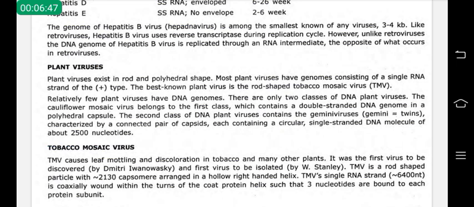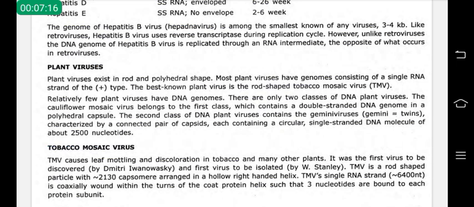Plant viruses exist in rod and polyhedral shapes. Most plant viruses have genomes consisting of a single RNA strand of the plus type. The best known plant virus is the rod-shaped tobacco mosaic virus or TMV. Relatively few plant viruses have DNA genomes. There are only two classes of DNA plant viruses. The cauliflower mosaic virus belongs to the first class that contains a double-stranded DNA genome in a polyhedral capsid.